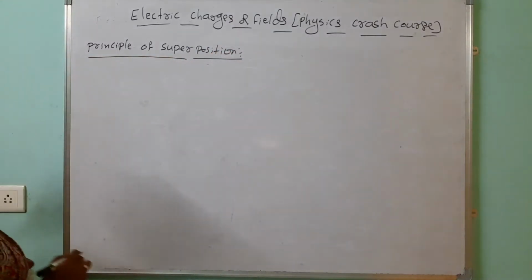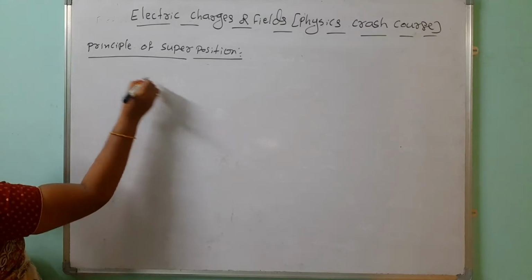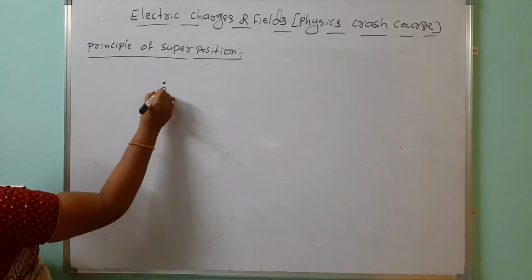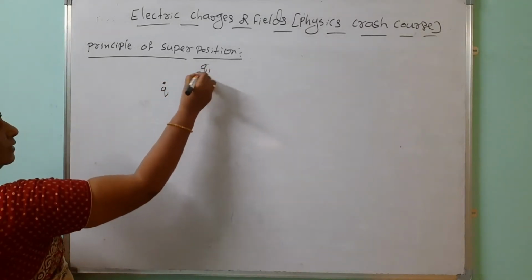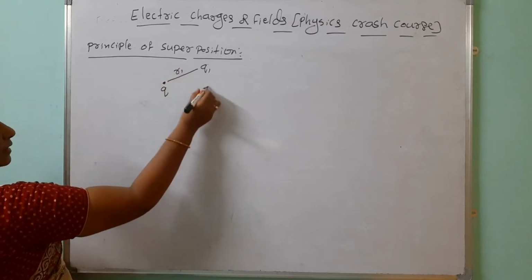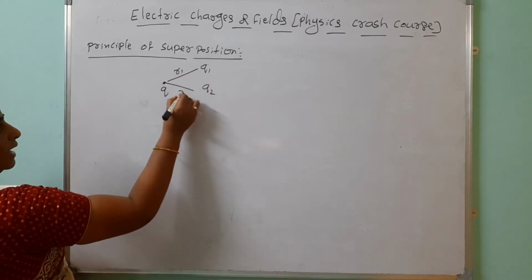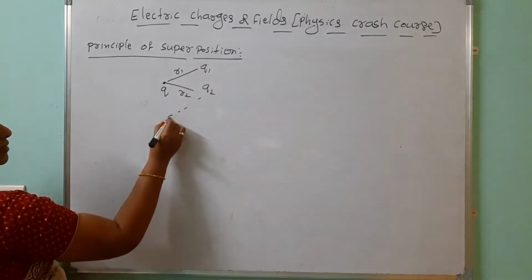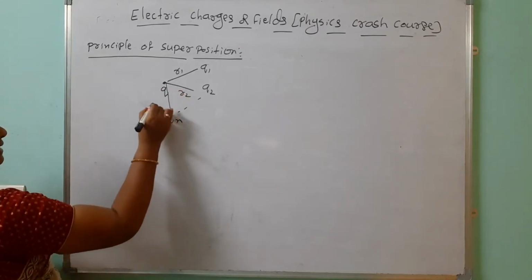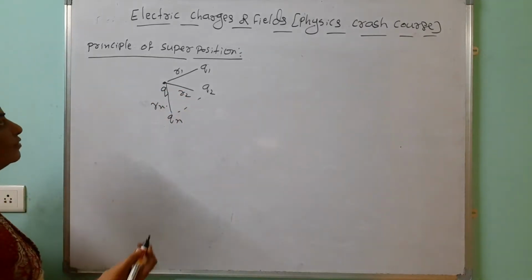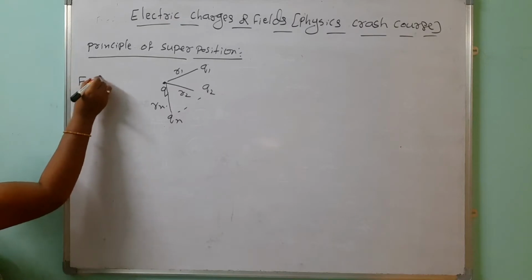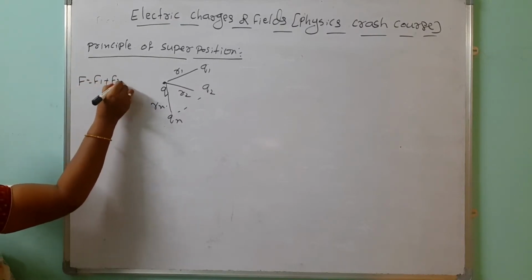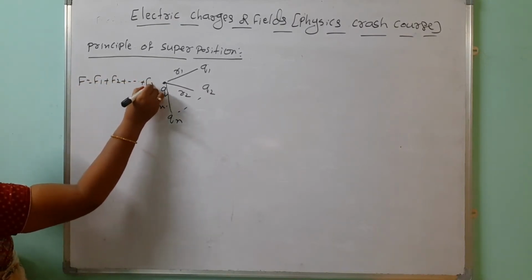Principle of superposition. See, one charge is there, Q. Here one, Q1, the distance is R1. Q2, the distance is R2. Like that, n number of charges. Here the distance is Rn. Here what is the resultant force? The algebraic sum of the individual forces, F1, F2, and so on, plus Fn.